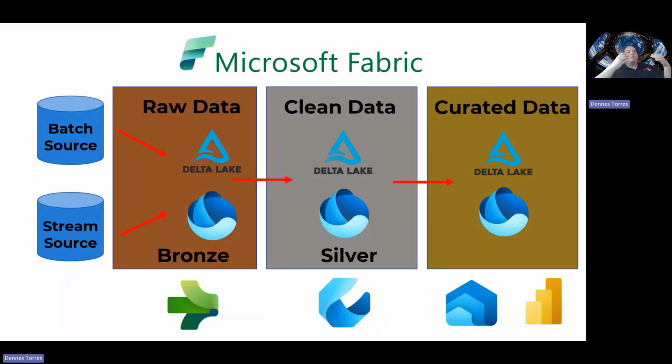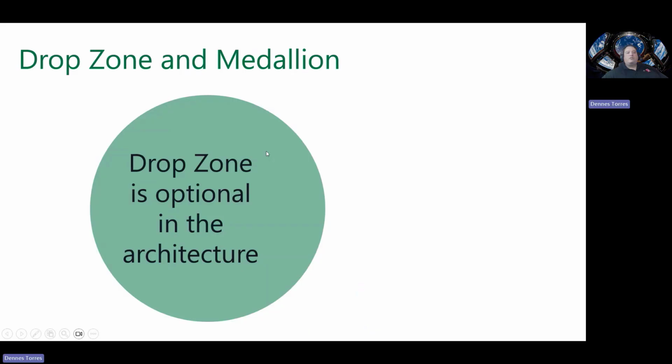You may already be familiar with this: it is a medallion architecture. We have the bronze layer, silver layer, and gold layer. Sometimes this is exactly the medallion architecture. Sometimes we create an additional layer before the bronze layer. We create what is called the drop zone. So the drop zone is optional in the architecture. It is usually not even represented as part of the main architecture.